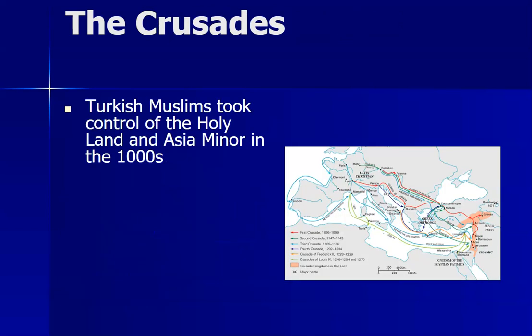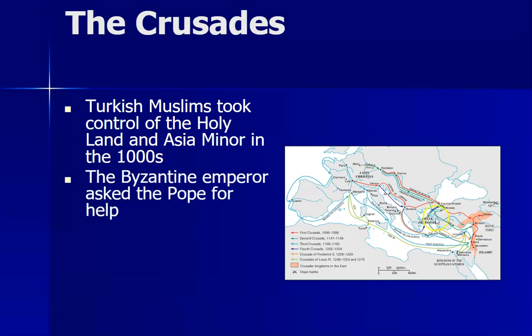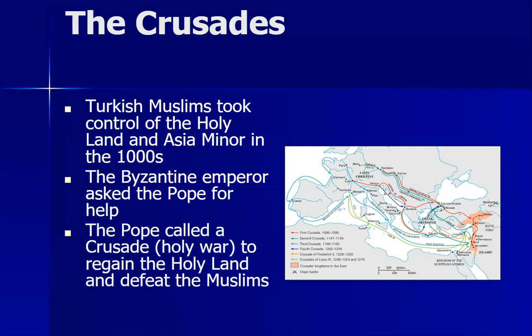Turkish Muslims took control of the Holy Land in Asia Minor, which had been part of the Byzantine Empire. They did this in the 1000s. So the Byzantine emperor, because his empire was being threatened, asked the Pope for help. And he also mentioned the persecution that the Muslim Turks were doing against Christians in the Holy Land. So the Pope called for a crusade, a holy war, to regain the Holy Land for Christians and to defeat the Muslims. Well, the Crusades eventually failed.